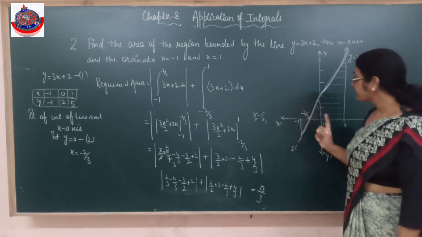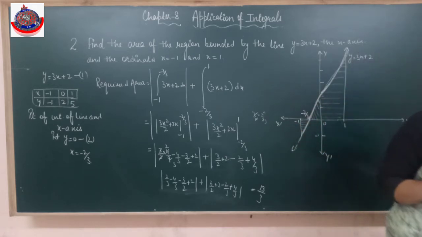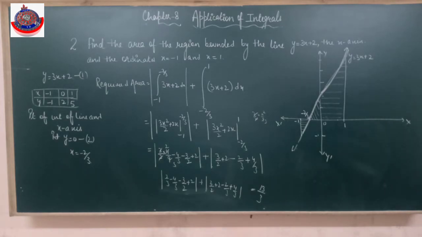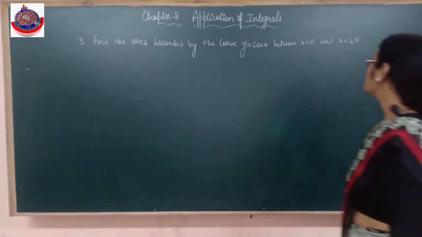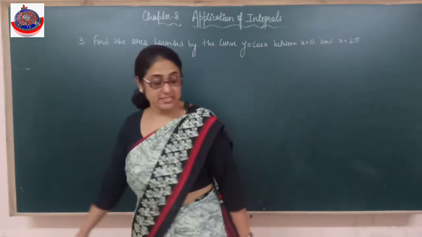Whatever is being told to you, you have to take each and every portion, then only your question is going to be correct, otherwise it will be a problem. Look at the third question. Find the area bounded by the curve y equals cos x between 0 to 2 pi.